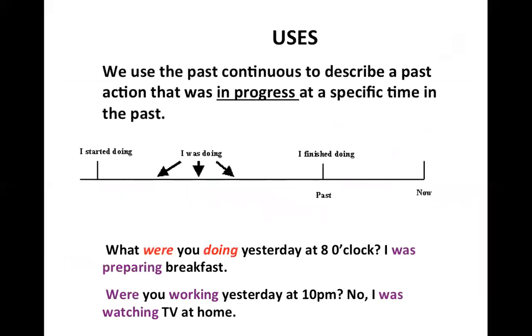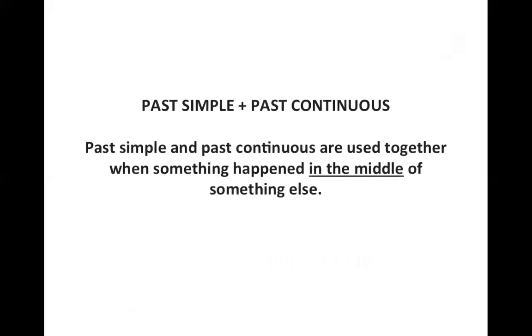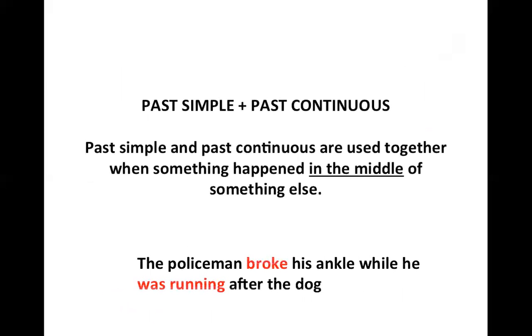Uses. We use past continuous to describe the past action that was in progress. In progress. What you were doing in this moment. I was eating. Estaba comiendo. Okay? What is the difference between past continuous and past simple? One is ending and the other is happening. For example, the police broke his ankle while he was running.